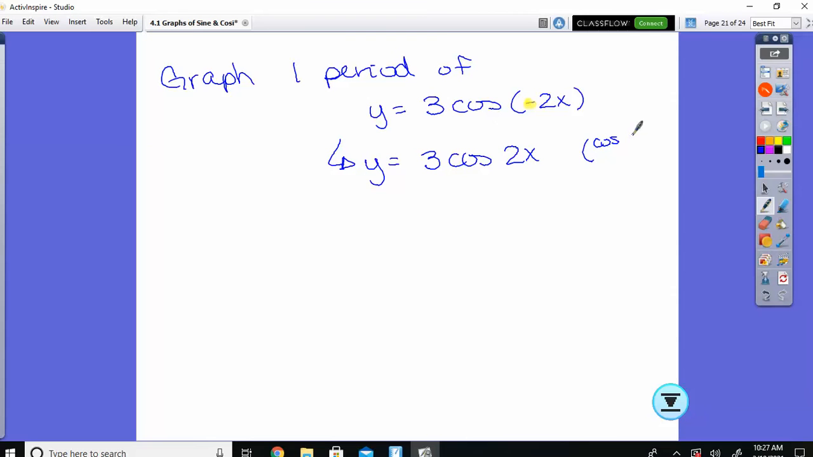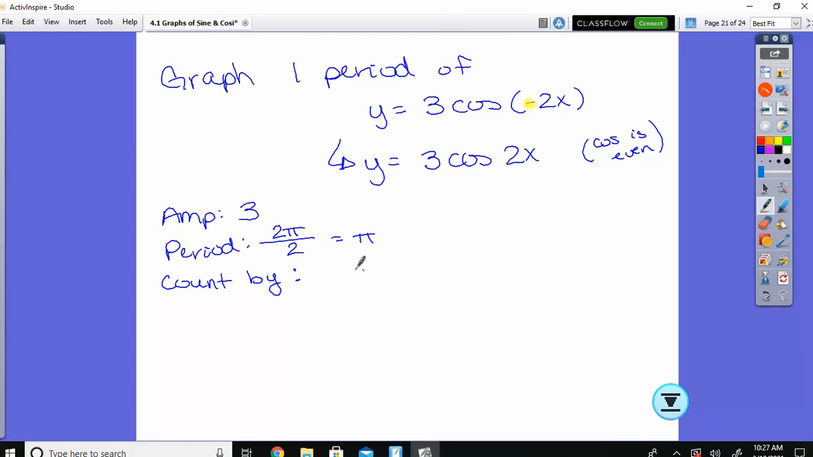And that is because cosine is even. If it had been a sine, what did we write down we would do with the sine? Pull the negative out in front, which would flip our graph when we drew it. Okay, what is the amplitude? 3. Period: normal period is 2 pi divided by the number in front of x, which is 2, and we get pi. So count by, you take your period divided by 4. So pi over 4.